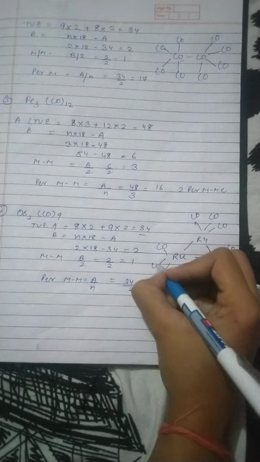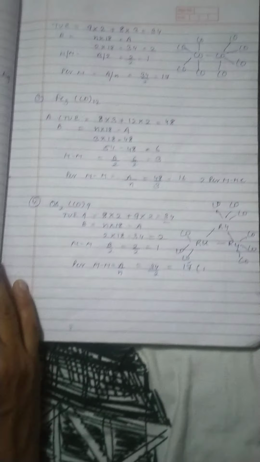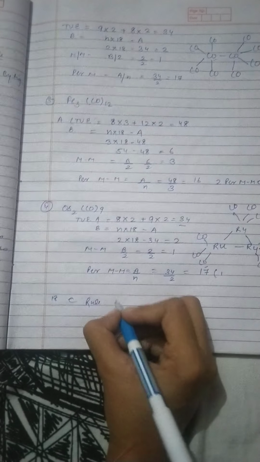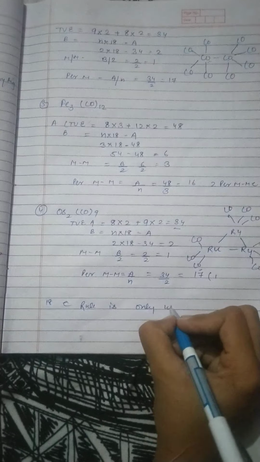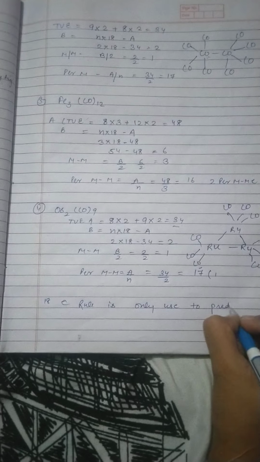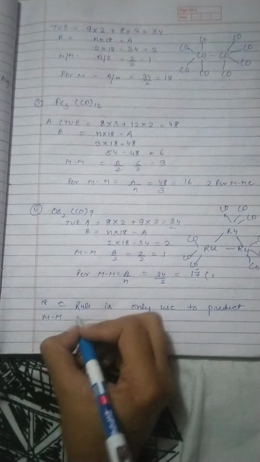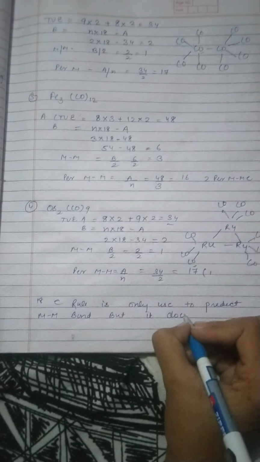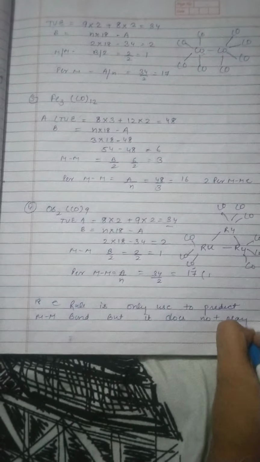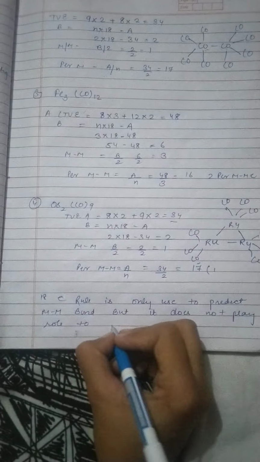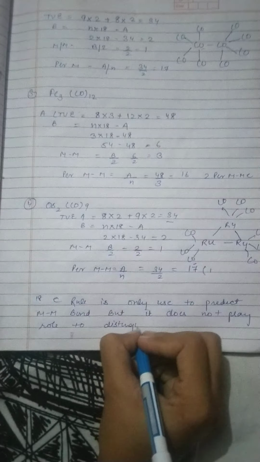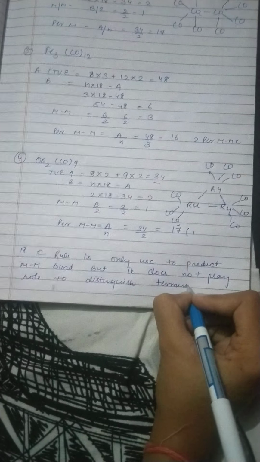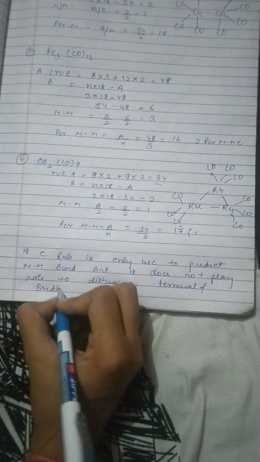And the main point of using the 18 electron rule is that it is only used to predict metal bonds, but it does not play a role to distinguish terminal and bridging ligands.